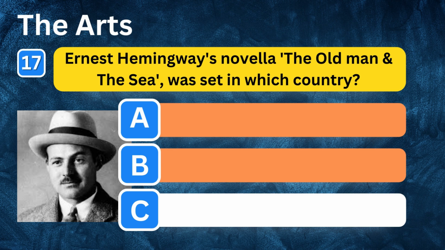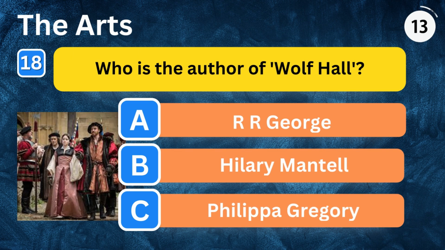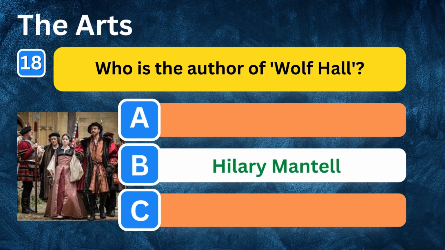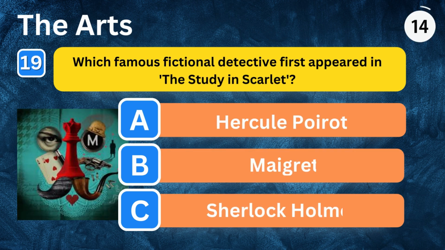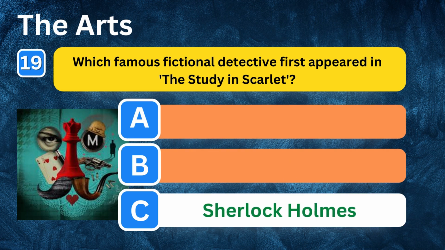Question number 18. Who is the author of Wolf Hall? Is it R.R. George, Hilary Mantel or Philippa Gregory? And the answer was Hilary Mantel. Question number 19. Which famous fictional detective first appeared in A Study in Scarlet? Was it Hercule Poirot? Was it Maigret? Or was it Sherlock Holmes? And the answer was Sherlock Holmes.